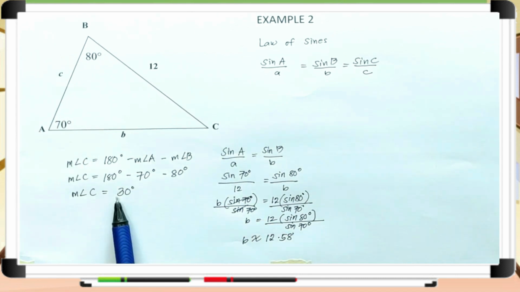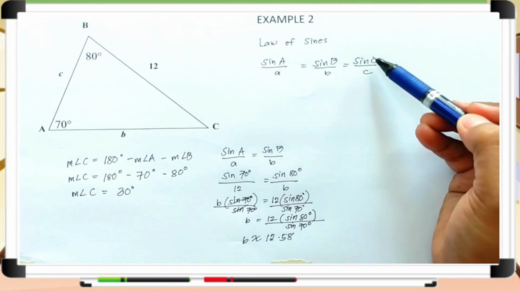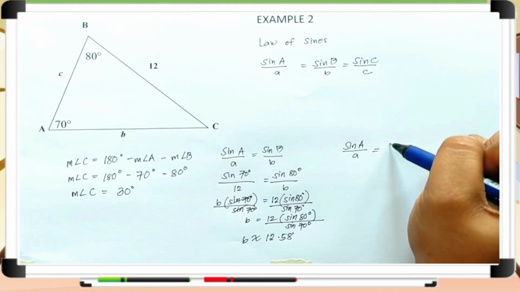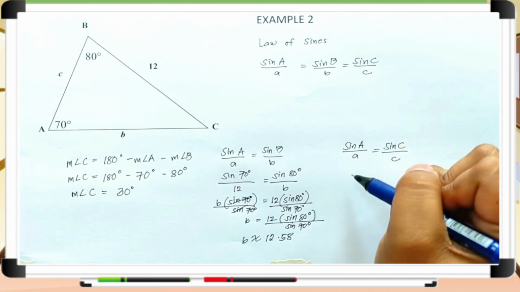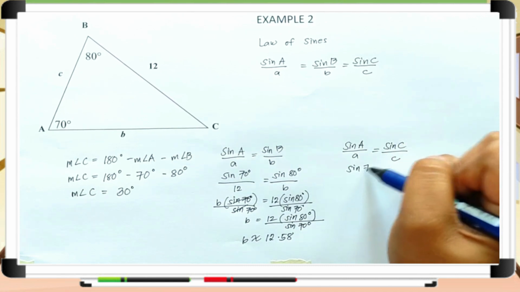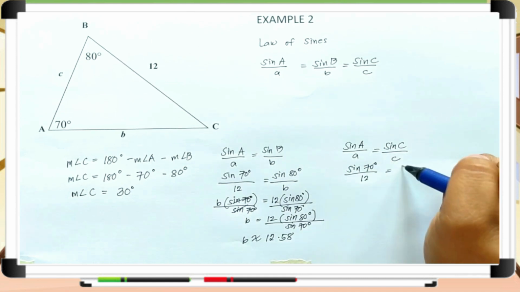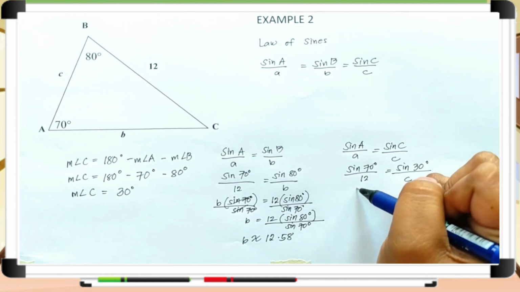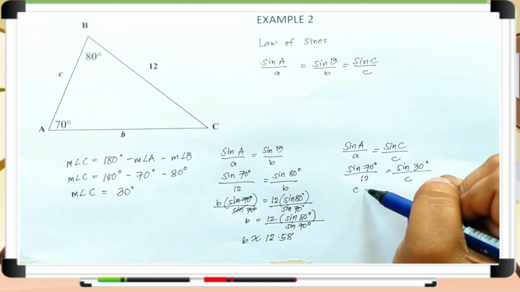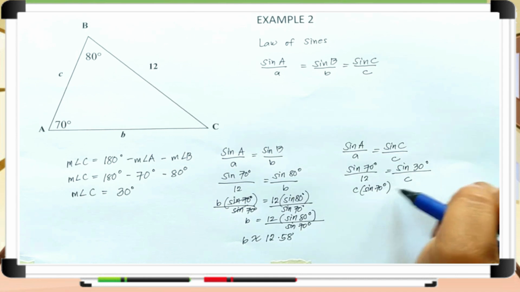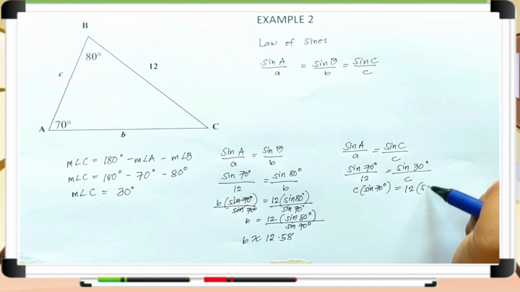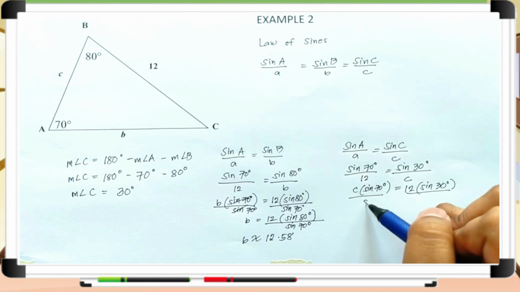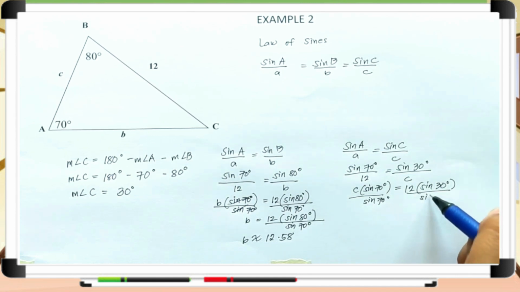Let's proceed with side C. We know already the value of angle C, which is 30. Therefore, we can use sine A over A is equal to sine C over C. Substitute, we have sine 70 degrees over 12 is equal to sine 30 degrees over C. Okay, cross multiply, we have now C times sine 70 is equal to 12 times sine 30 degrees.